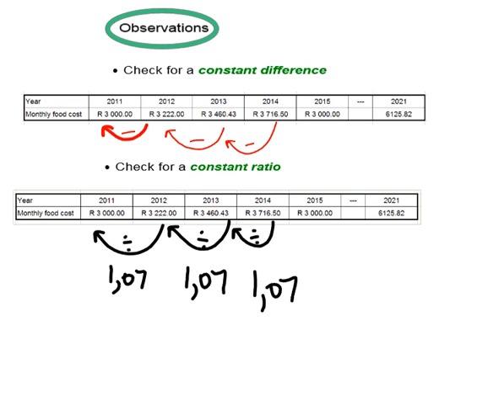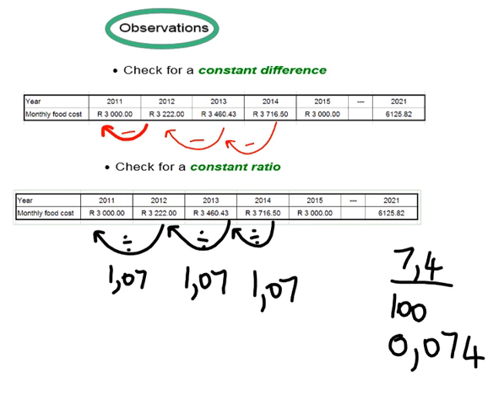There is a constant ratio, and it's because we multiplied by a percentage. Okay, we multiplied by a percentage. We increased it by 7.4%, which is 0.074. Okay, but remember there was 1 because it was 3,000 Rand plus the percentage.